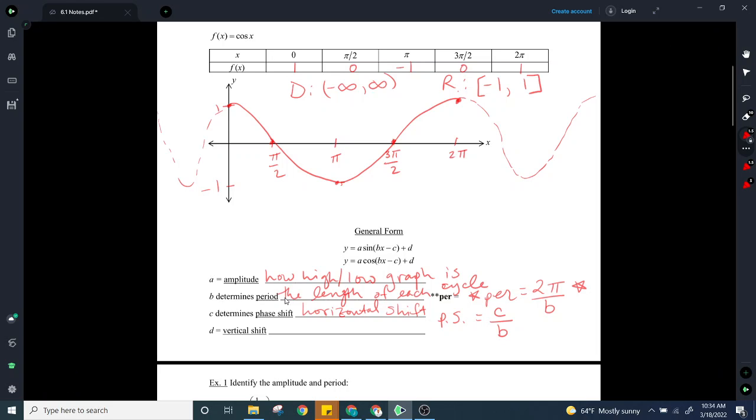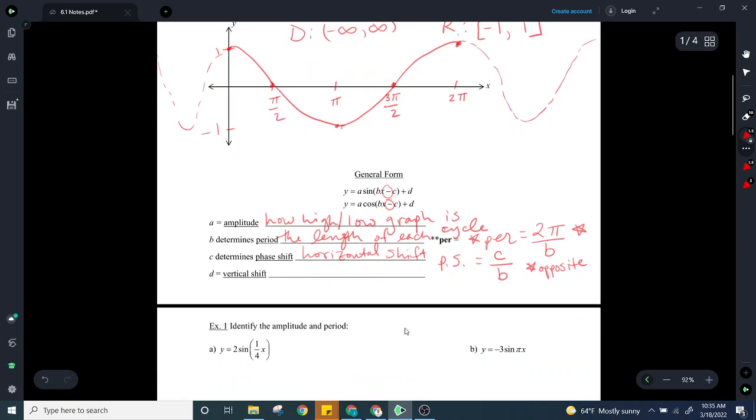So C over B. And another little reminder is that it's opposite, just like it was earlier in the course. So because of this minus sign in the formula, it's opposite whatever that is. So if it's minus C, it actually shifts it to the right. If it's plus C, it actually shifts it to the left. And the way we determine what that phase shift is and where we're going to start our graph is we're going to use the little formula C over B. And I'll give you an example in a minute.